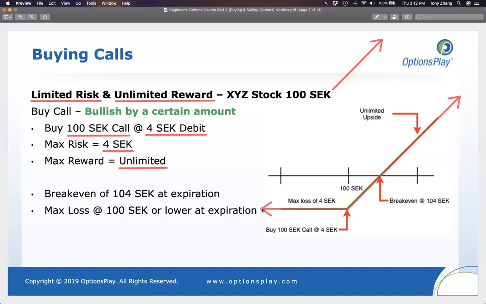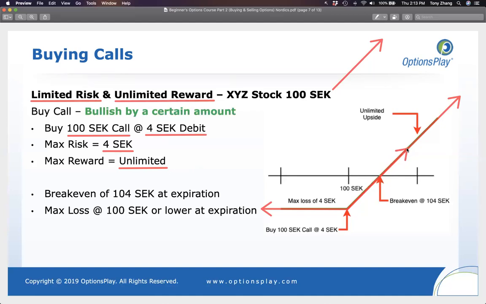And this is a risk to reward ratio that many people are looking for, because who doesn't want to make lots of money if they're right and then lose limited amounts of money if they're wrong? But the downside to this strategy is that when you pay 4 crowns for a call option, not only do you have to be bullish on this stock, you have to believe that the stock is going to move 4 crowns in your favor before you make any money, which means that not only do you have to be bullish, you have to be bullish by more than 4 crowns, 5 crowns, 6 crowns, 7 crowns, 8 crowns, but you have to be bullish by more than that amount in order to be profitable on this trade.